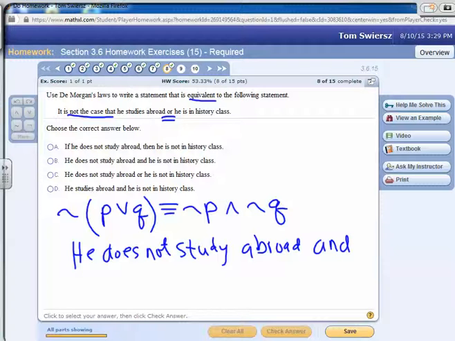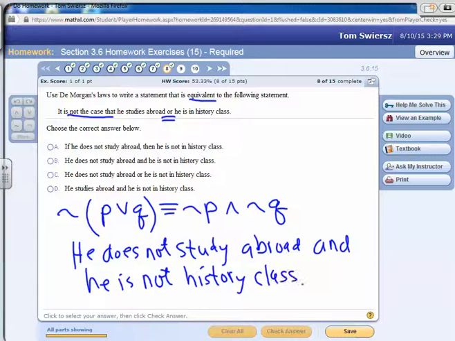And then the negation of he is in history class, of course, would be he is not in history class. So we're looking, he does not study abroad. There it is. Then the word and, he is not in history class, which is the negation of Q. So choice B is definitely the correct answer, okay?